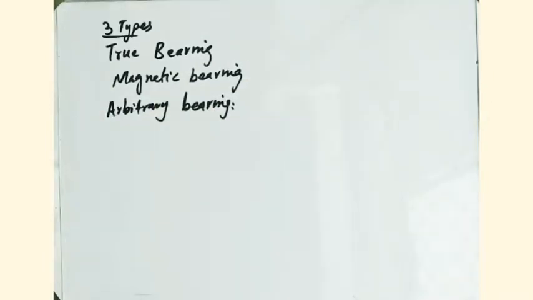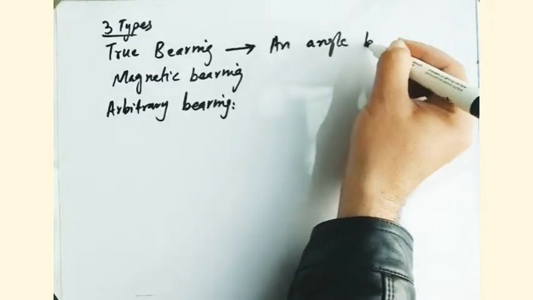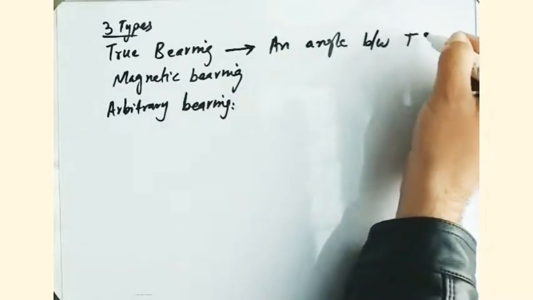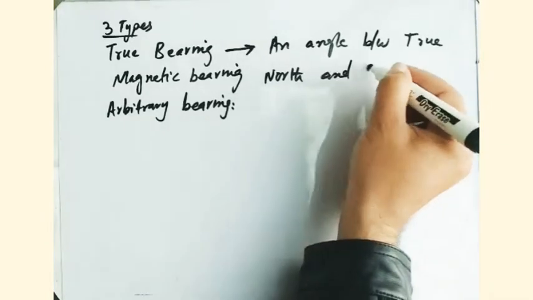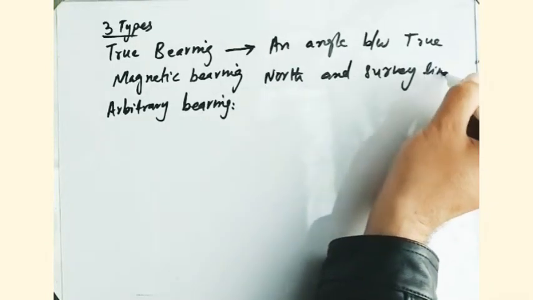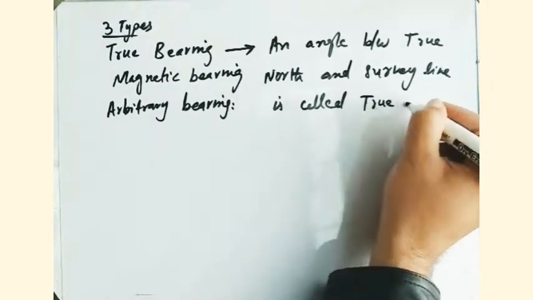Now, what is true bearing? An angle between a line and true meridian is known as a true bearing. An angle between true north and survey line is called true bearing.